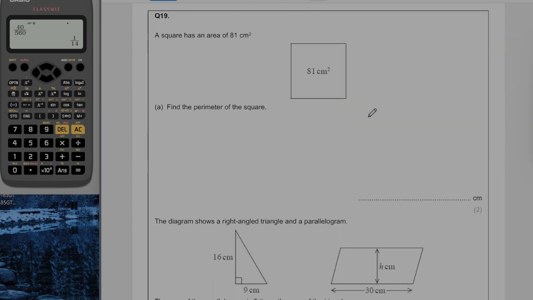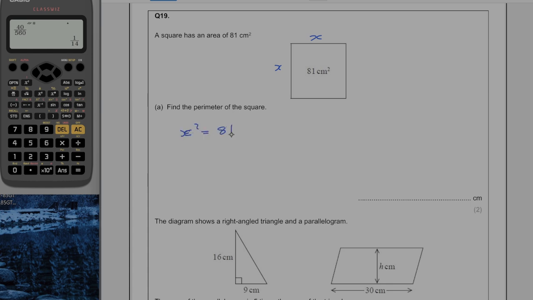Question 20. A square has an area of 81 centimeters squared. Find the perimeter of the square. So if I call it x for now, x squared is equal to 81. So we're going to say that x is the square root of 81, the positive square root of 81.